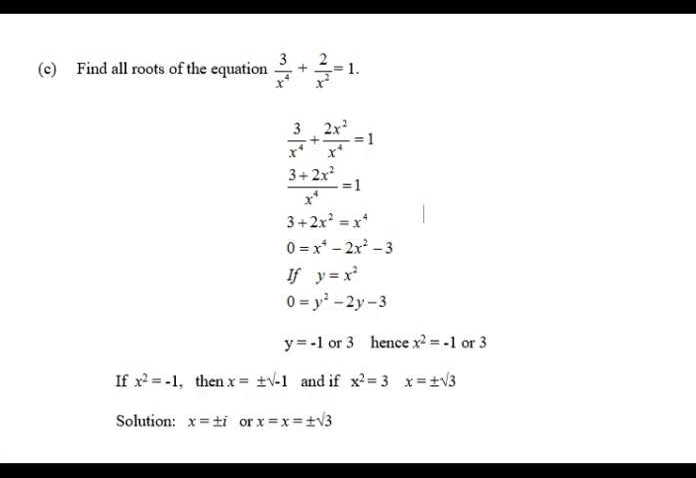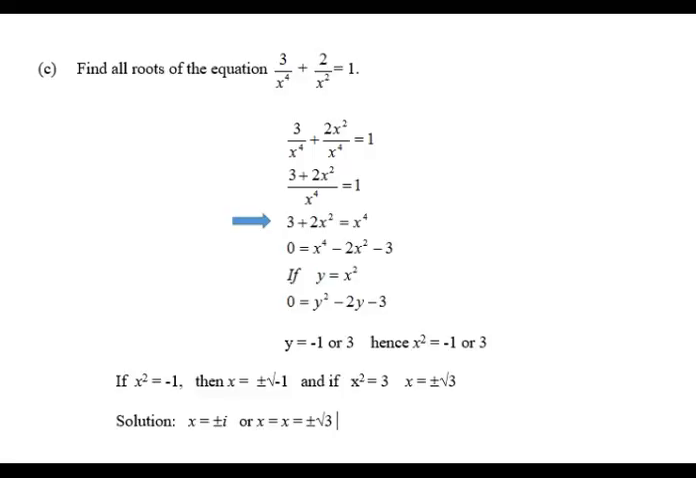To find the roots of an equation, what we're going to do is solve the equation. Now here we've got two fractions, and our first step will be to get a common denominator and simplify that left-hand side. With a common denominator of x to the power 4, 3 over x to the power 4, and I'm going to have to multiply the top and bottom line of the second part by x squared, 2x squared and x to the power 4. Numerator 3 plus 2x squared over x to the power 4. And our next step will be just to cross multiply, giving 3 plus 2x squared equals x to the power 4.